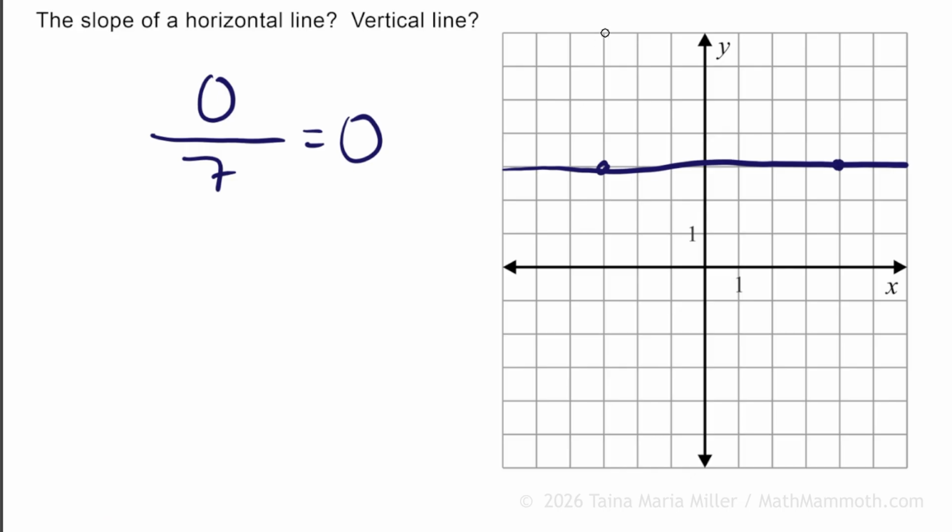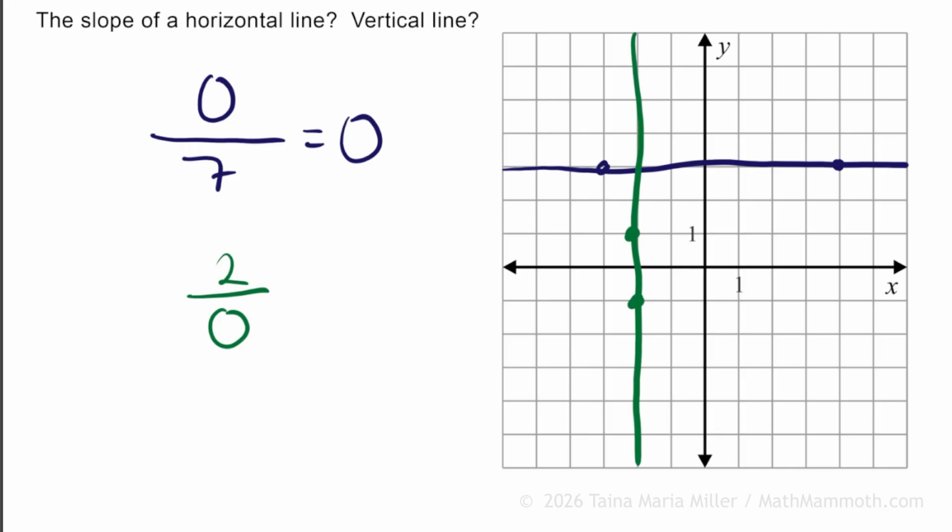And what about vertical line? Here's one. If I look at these 2 points, then the rise over run, the rise is 2 units. Run is none, or 0. Oops, there's a division by 0. We cannot do that. So therefore, for a vertical line, we say that it has no slope.